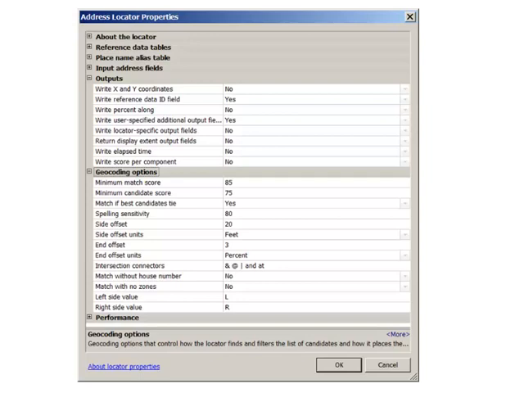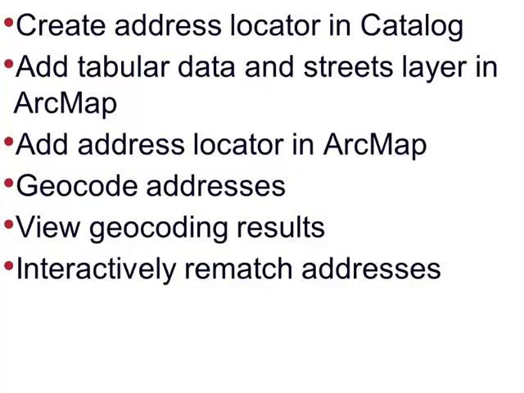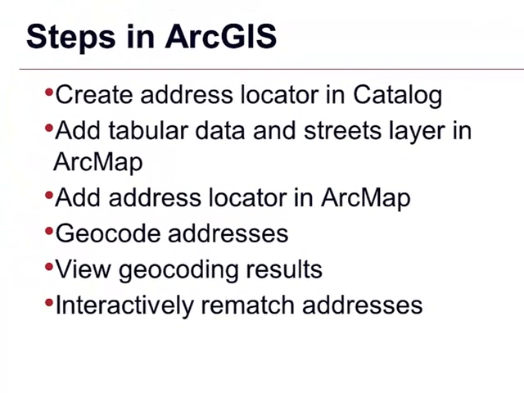And by the way, you can use this address locator over and over again. So I mentioned before, if you get a product like Street Map Premium, it's going to come with pre-built address locators. So now let's go over the steps of how you're going to geocode.